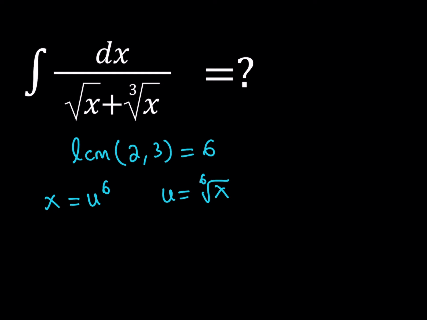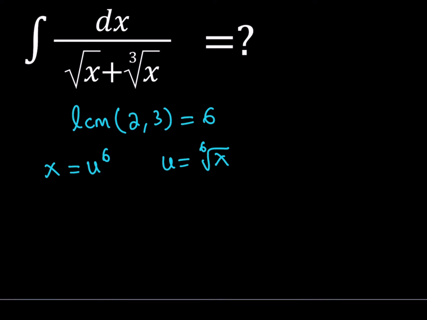Okay? Now, what happens if you replace x with u to the 6th? You're going to get some nice expressions from here. But more importantly, let's go ahead and calculate dx first. If you differentiate both sides here, you know how to find dx, hopefully. You're going to differentiate u to the 6th. That's going to be 6u to the 5th multiplied by du. So what I'd like to do is make the replacements and then see what we get from there. And this is going to be a really interesting integral to solve.